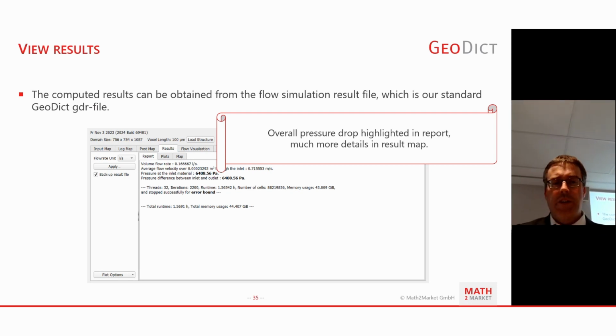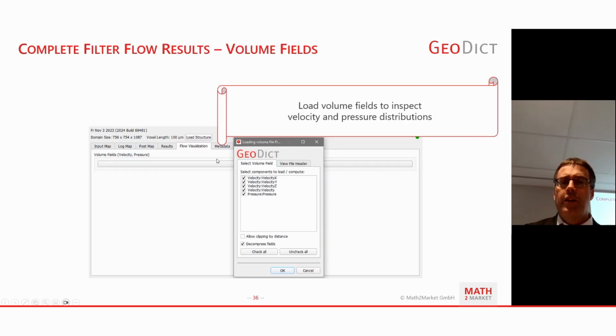What I want to show you here is a tab about flow visualization. In the flow visualization, you can load the volume fields to inspect the velocity, actually the velocity components. There are the X, Y, and Z components, the absolute velocity, and a pressure field. All of those are volume fields in GeoDict, and as they are volume fields, you can also access them programmatically. You can view them, and I will show you in a second what you can do with that. Some small illustrations on that.